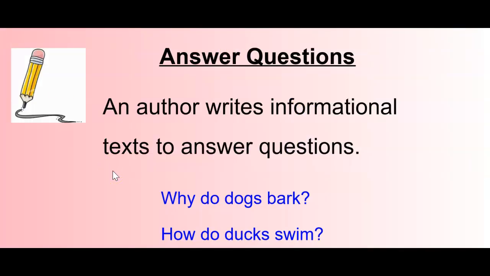Now let's look at why an author writes a text. The first reason an author writes a text is to answer questions. An author writes informational texts to answer questions. Questions like, why do dogs bark? Or, how do ducks swim?